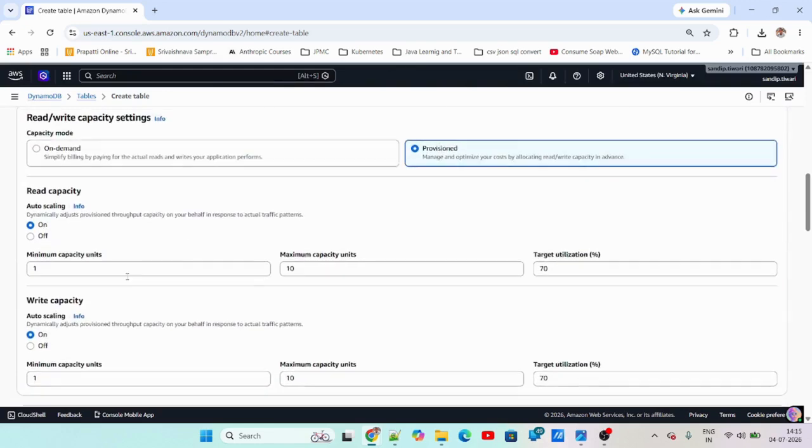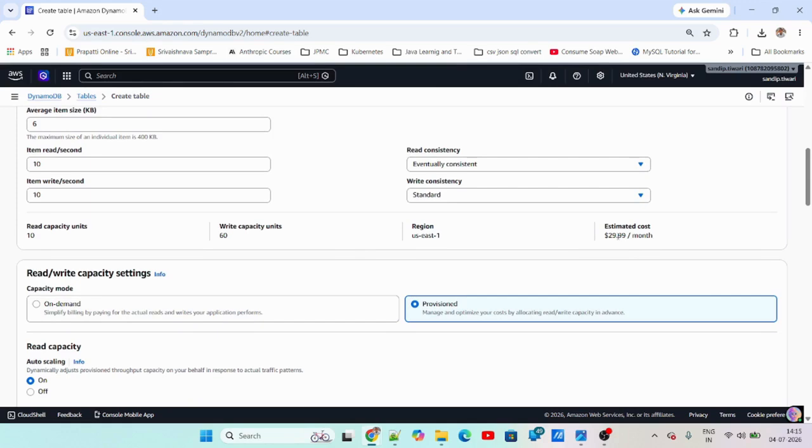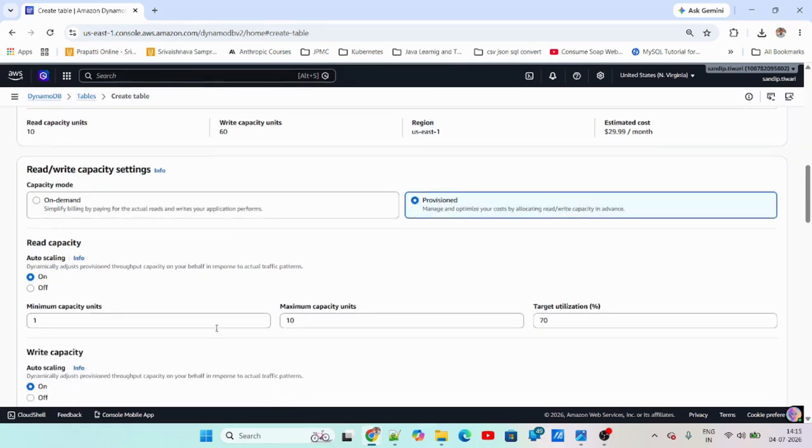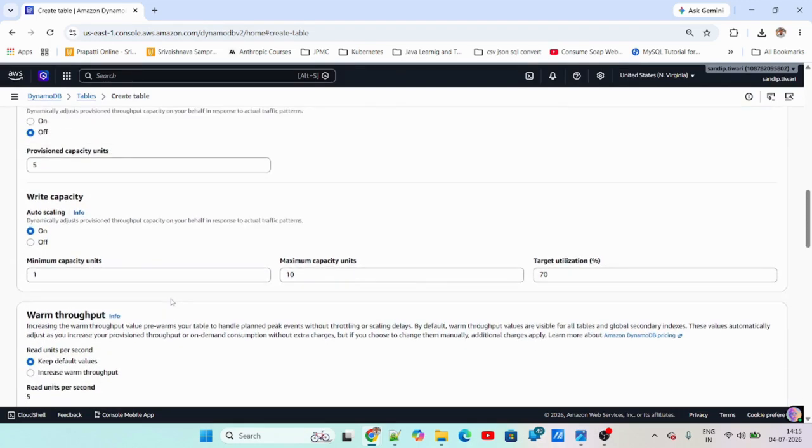And in provision mode, this is the capacity calculator. How much capacity do we need? We won't need that big number. Let's put it as 10 for now. We will get $30 per month. And then the provision capacity, we can just add here, using auto scaling.